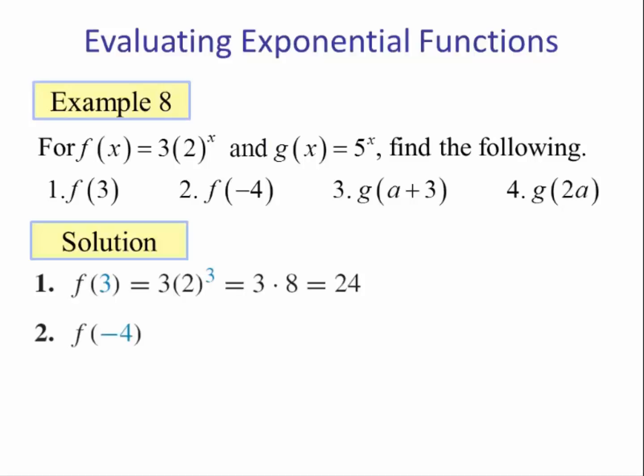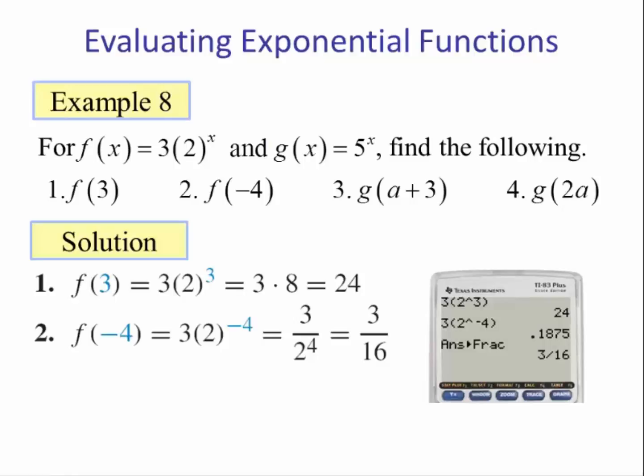Number 2, f of negative 4. We substitute negative 4 for x. Now we need to evaluate what 2 to the negative 4 is before we multiply by 3. 2 to the negative 4 power, it's in the numerator. We have to send it to the denominator to make it positive. Or you can think of the reciprocal. So we have 3 over 2 to the 4th. 2 to the 4th is 16. So our answer is 3/16.